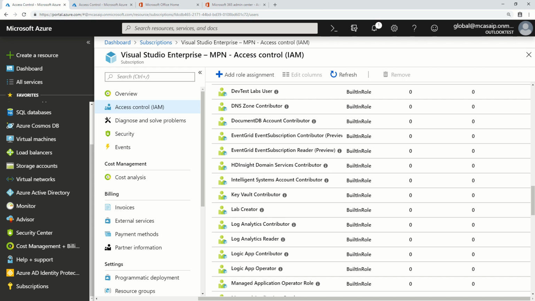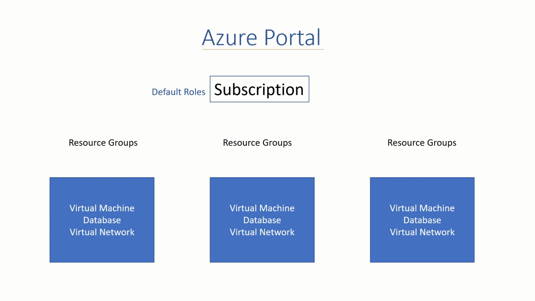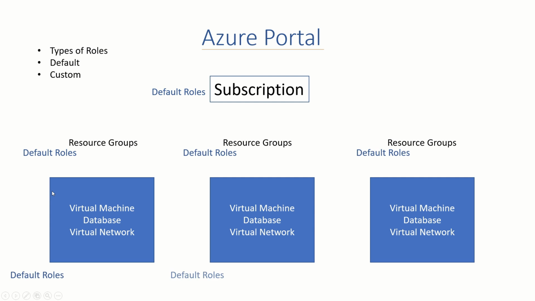Now, coming back to our deck where we were discussing default roles. Any role that has been given at the subscription level will be inherited by the resource group as well as your resources. So a subscription owner will have the owner privilege on your resource group as well as the resource. What do I mean by this? A default role, once assigned at a level, will be inherited by the rest of the levels below that.